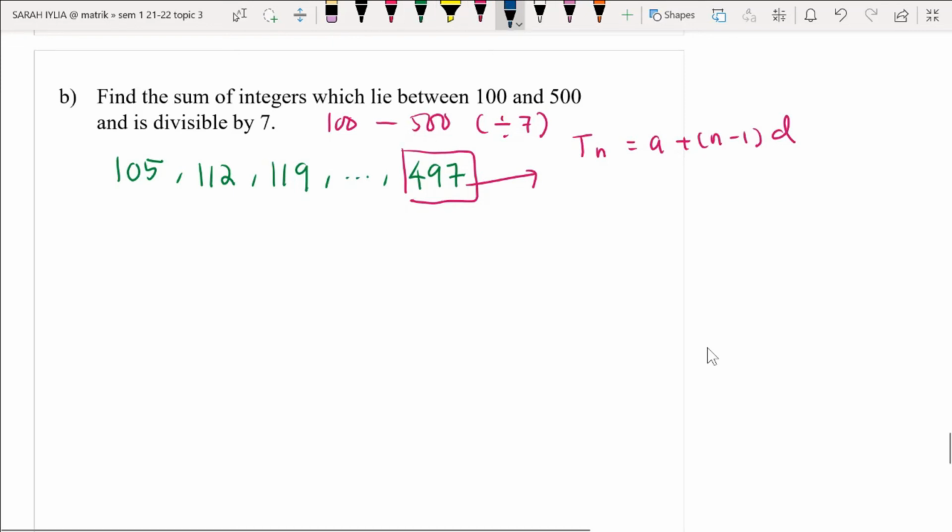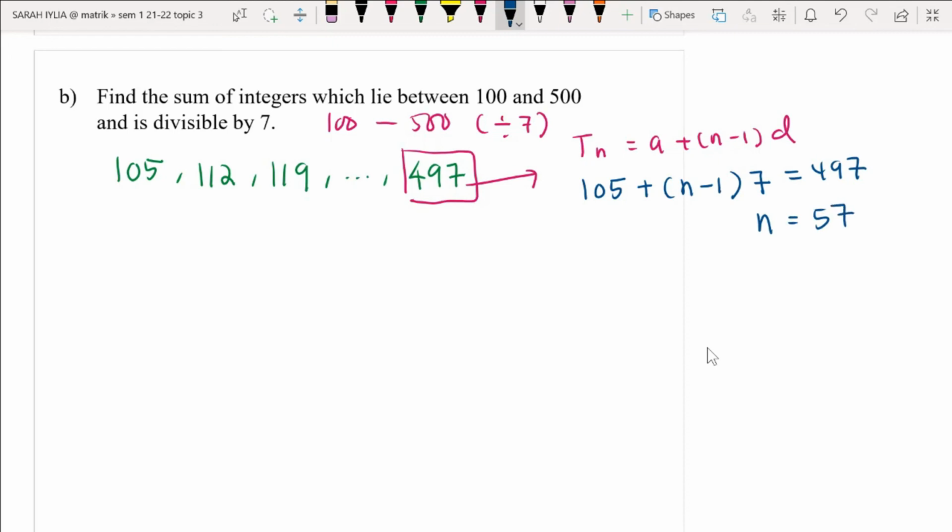So, substitute one by one. A tadi 105 plus N minus 1 kita tak tahu. D, 7, our rule, equal to 497. And then, simplify je lah satu-satu. So, tolakkanlah dengan 105, divide by 7 plus 1. Kita akan dapat N in this case is 57. So, this represent number of term. Okay.